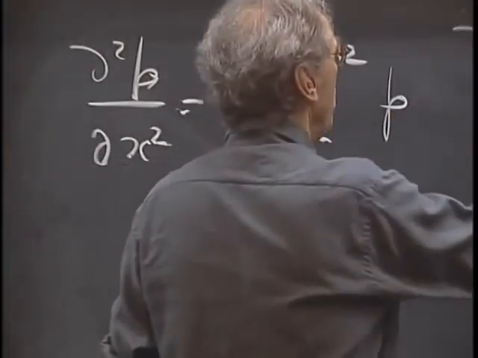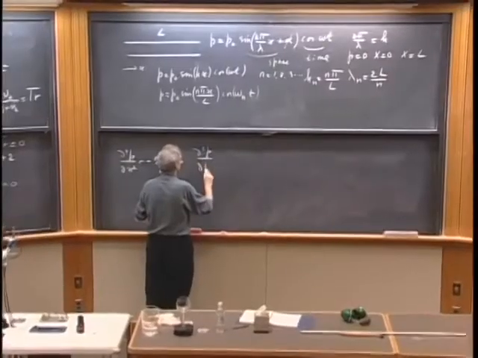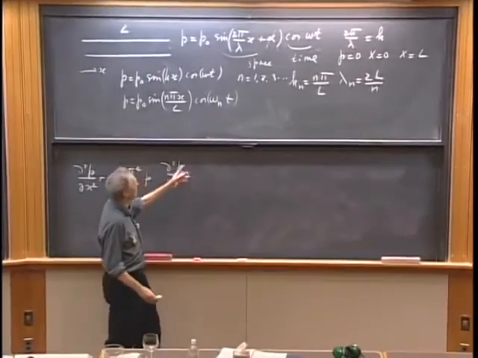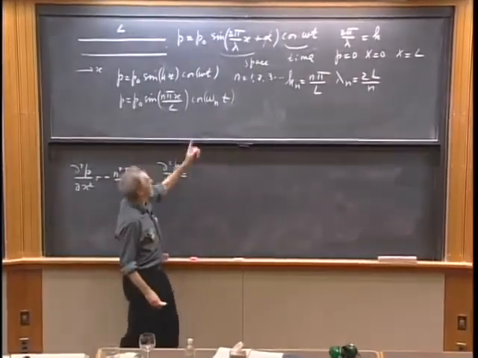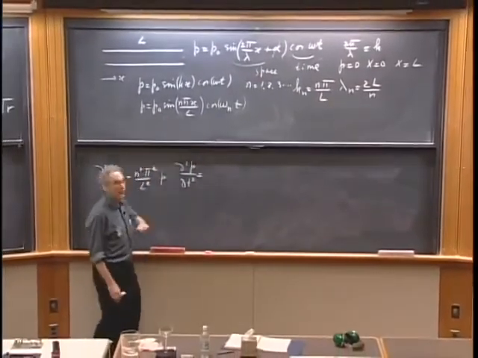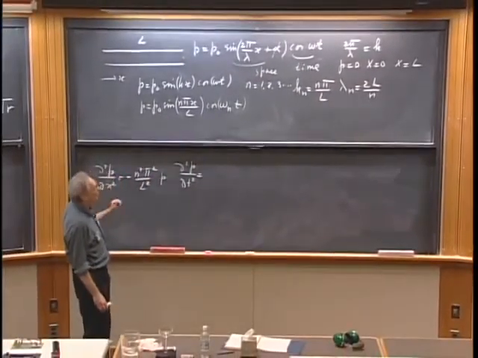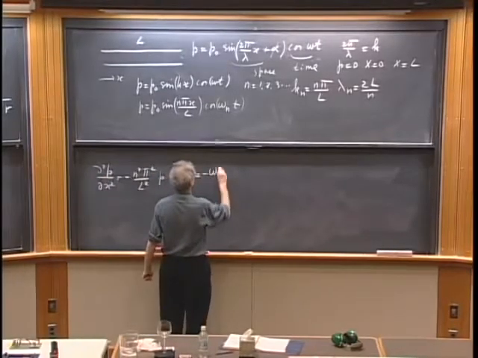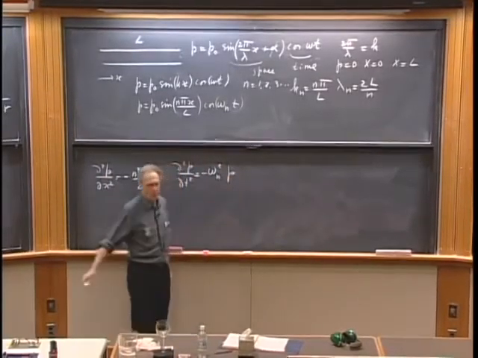Now what is d2p dt squared? Now I have to go to this function. Remember, we have partial derivatives. X is constant here, but t is the one that is changing. Whereas here, we had that x was changing, but t was constant. So now we're going to get minus omega n squared, again times p. The whole function comes back.